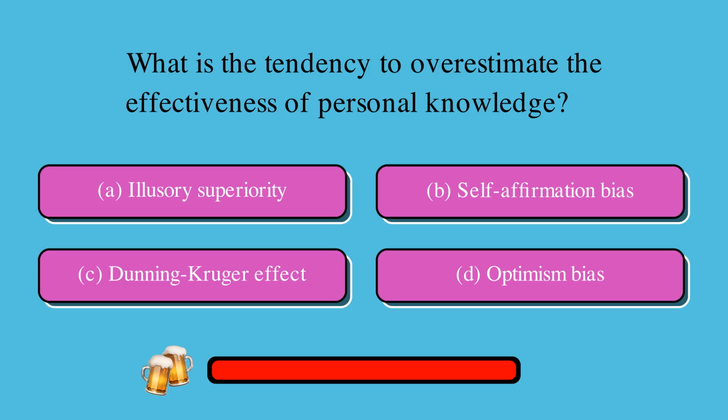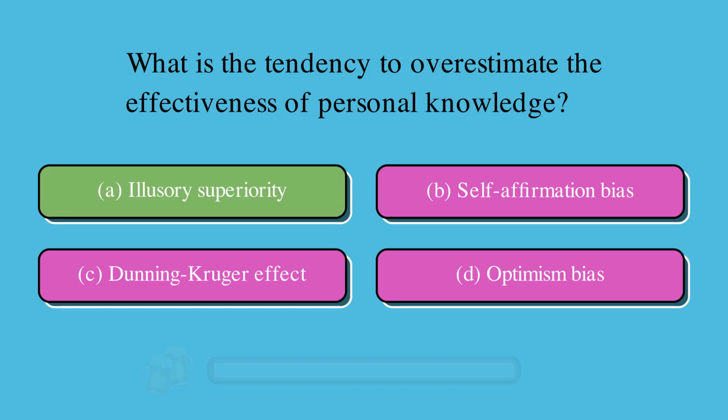What is the tendency to overestimate the effectiveness of personal knowledge? Is it A, illusory superiority, B, self-affirmation bias, C, Dunning-Kruger effect, or D, optimism bias? The correct answer is A, illusory superiority.